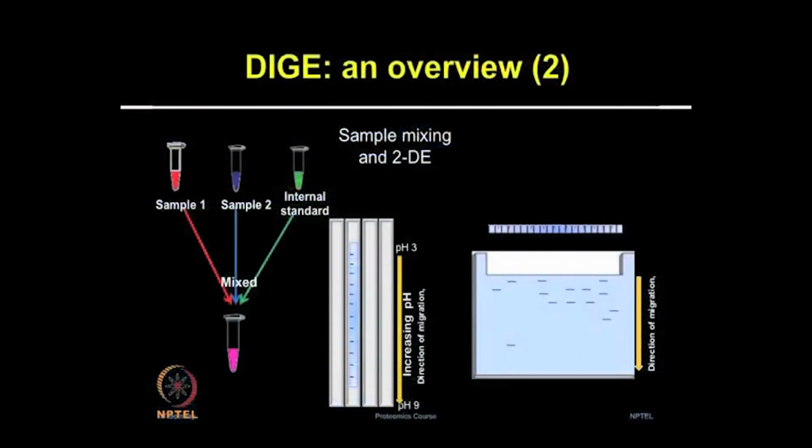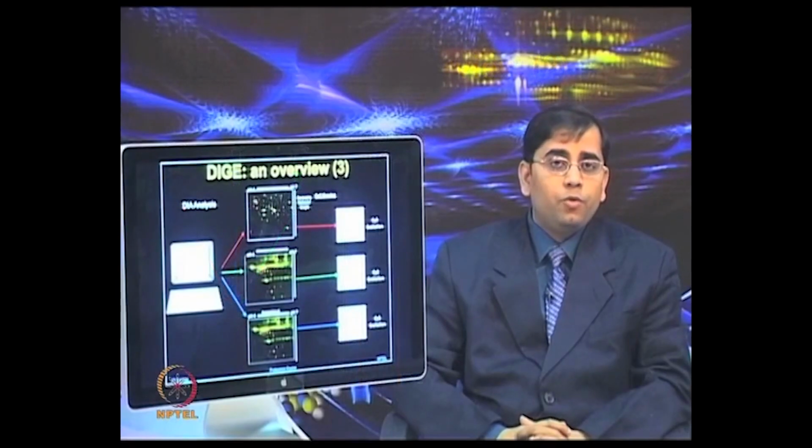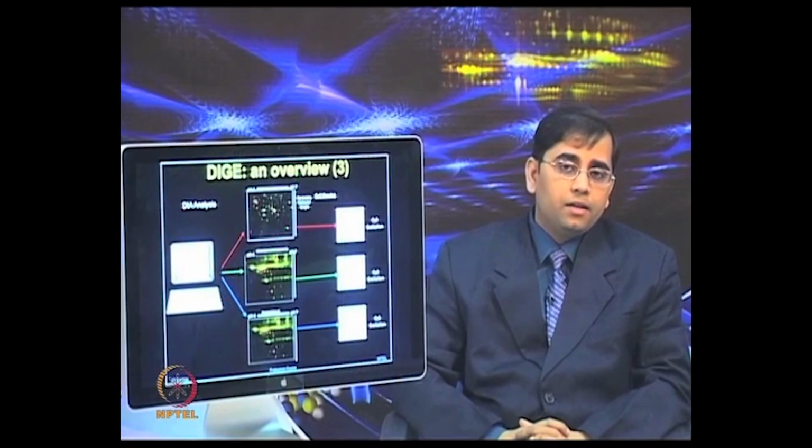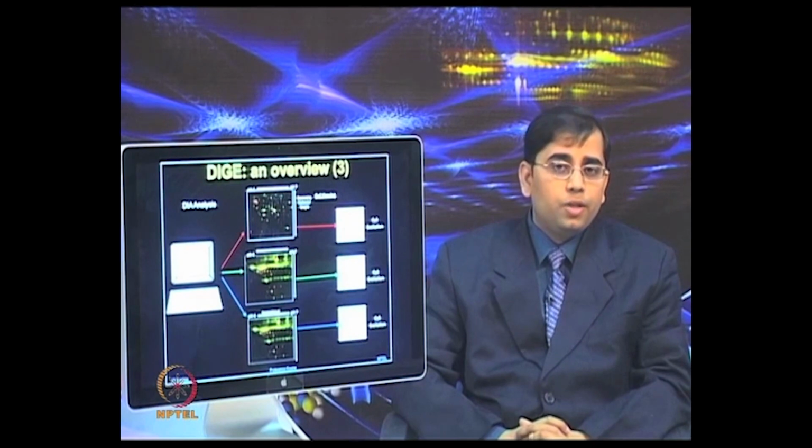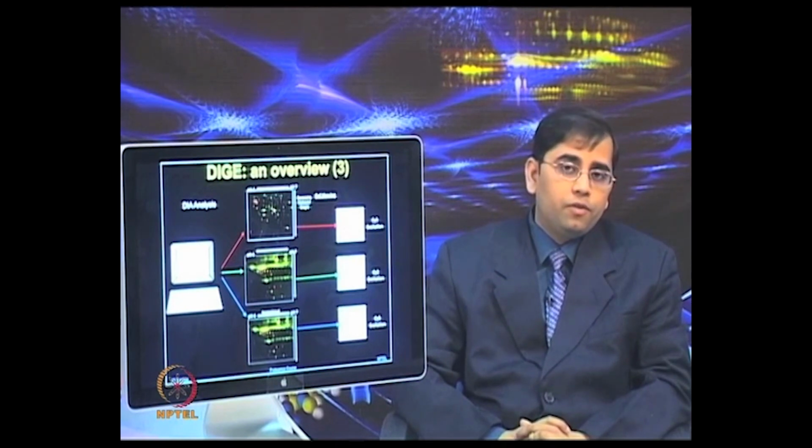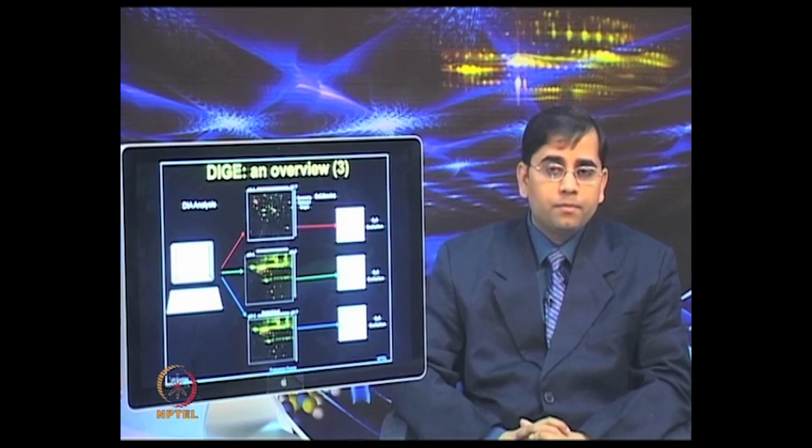So, in the slide it is shown that the 3 samples are mixed and then isoelectric focusing is performed from the pooled sample, and then this strip is placed on the SDS-PAGE gel for the protein separation in the second dimension. So, overall DIGE provides very uniform staining from gel to gel and shows high sensitivity and linear dynamic range of detection for the expression profiling of complex biological samples.